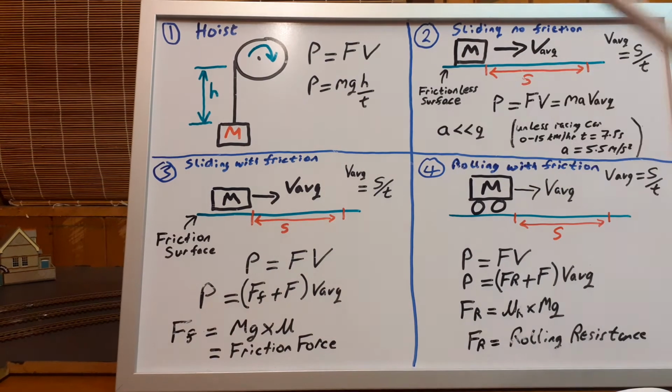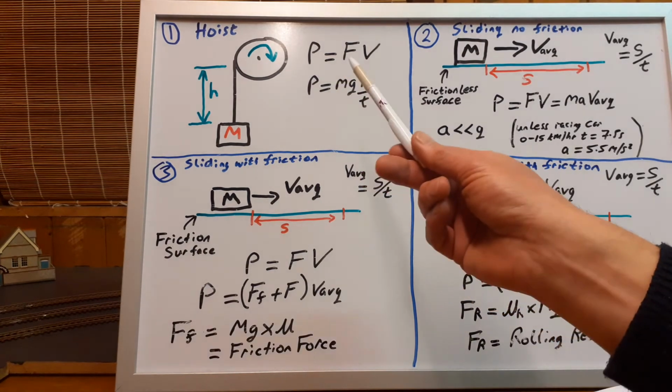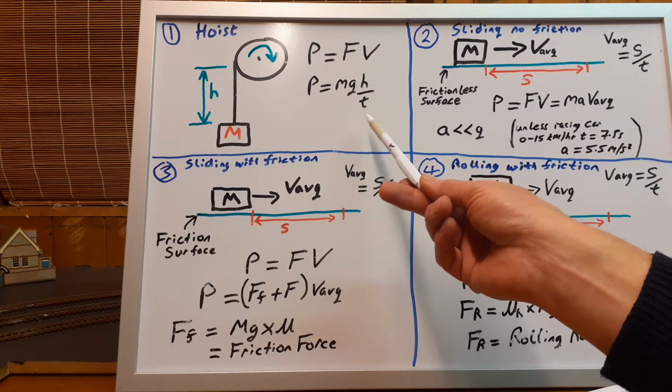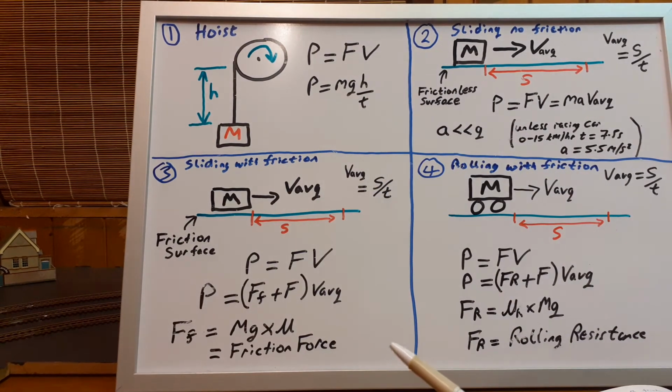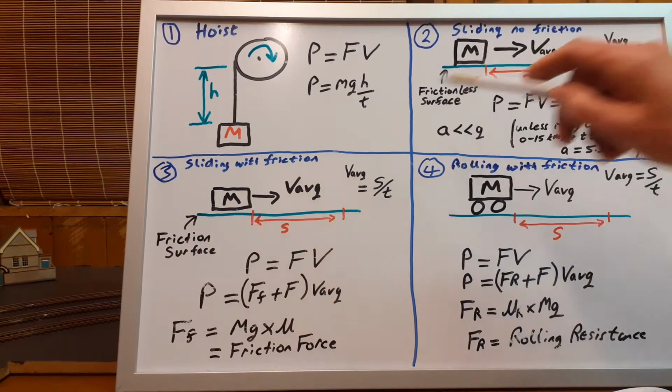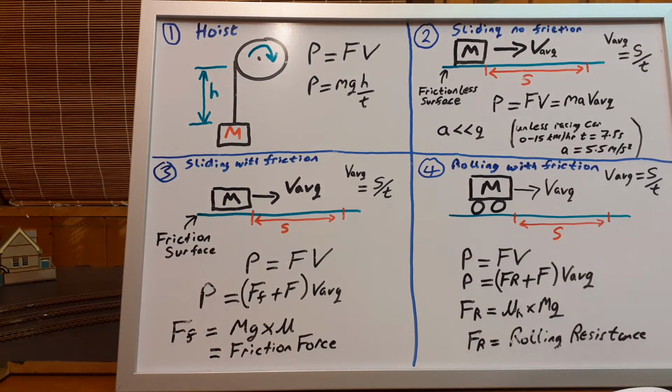The hoist, the power to lift the same mass through the same distance, is 0.055 watts. So significantly greater. This is your worst case scenario. The sliding case almost doesn't require any energy whatsoever, or well, it does, but.